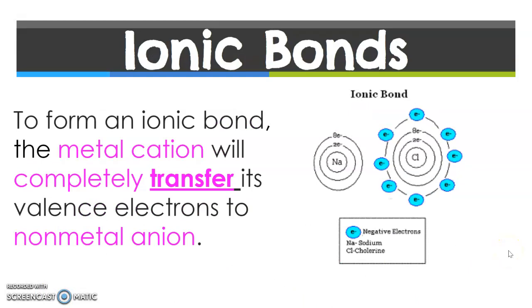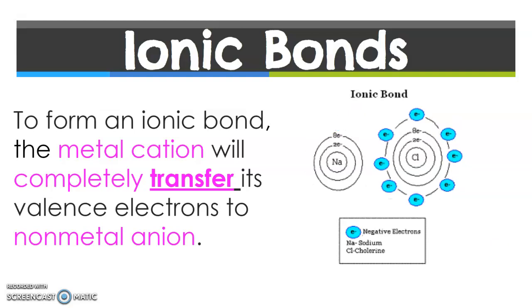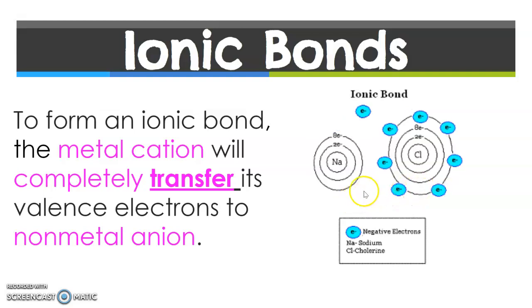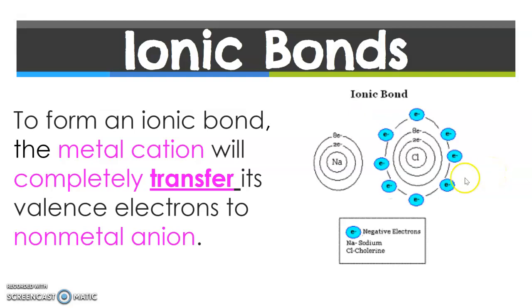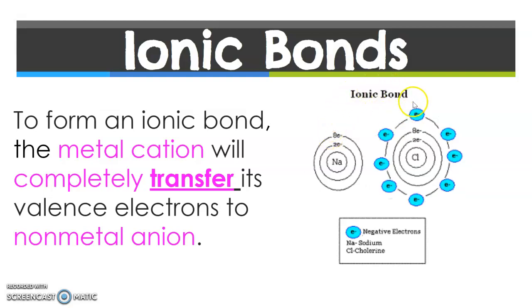So to form the ionic bond, the metal cation will completely transfer its valence electron to the non-metal anion. Okay, so here we have sodium and chlorine. This should look familiar to us because we've done Bohr models and Lewis dot structures. So sodium is sending his valence electron over to chlorine. Okay, he's completely transferring his electron over.